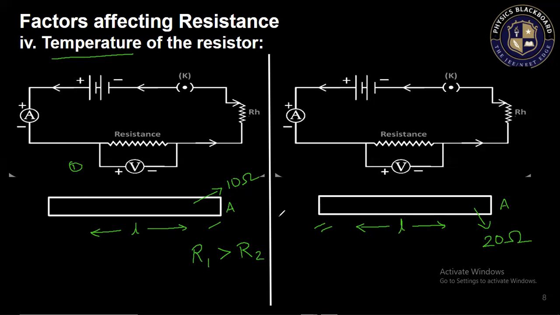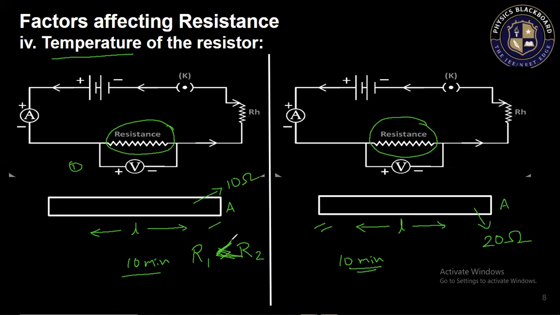Now if you allow the electric current to pass through these resistors in both the cases, if you turn on the key and the current passes for the same interval of time through the different resistors, let's say for 10 minutes. Assume that we allowed the current to pass through this resistor for 10 minutes and this also for 10 minutes. Here R1 is less than R2, right? Sorry, this is 10 ohms, this is 20 ohms.